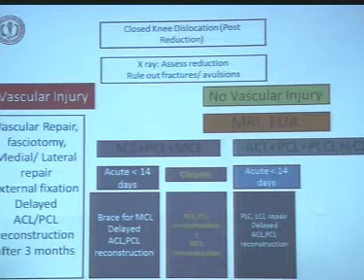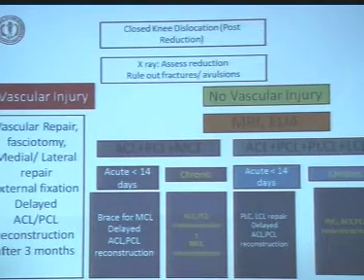And if there is a 4 ligament injury, acute, go for repair and delayed reconstruction. In chronic, reconstruction of all the 4 ligaments. Thank you very much.